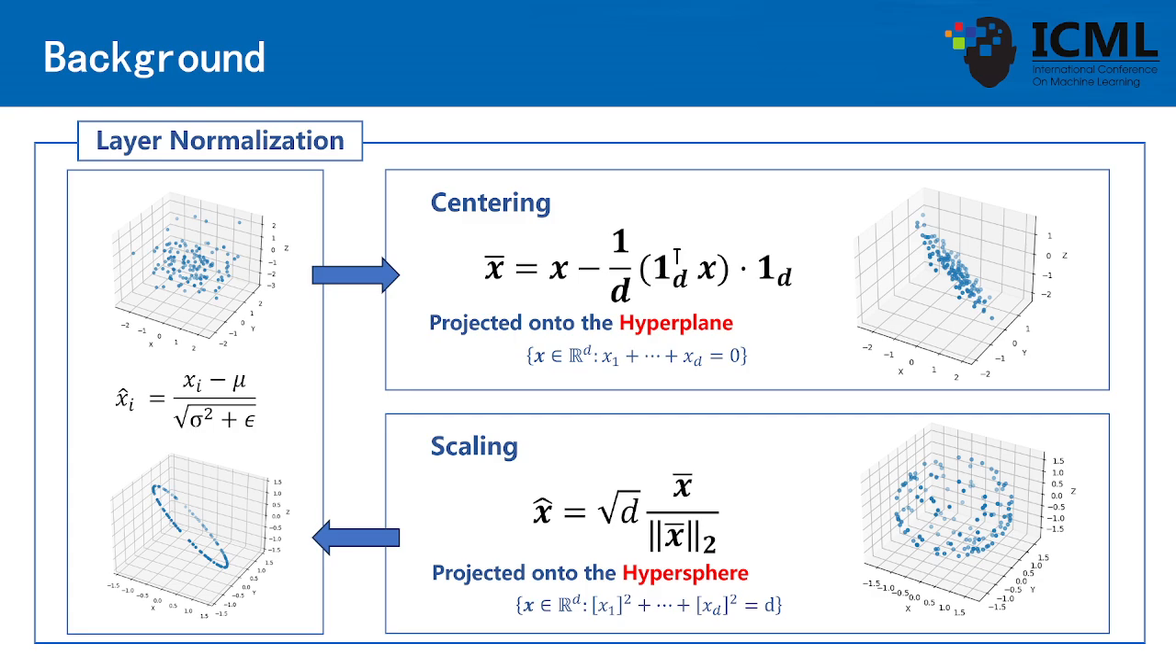Now we introduce layer normalization. It contains two main parts: centering and scaling. Different from batch normalization, layer normalization acts on the single input, for it does not compute the mean value among a batch of samples. Centering operation projects the sample onto this hyperplane, and we know that the centering operation is actually a linear transformation. As for scaling operation, it projects the sample onto a hypersphere with a radius of root d, and contains the main nonlinearity of layer normalization.